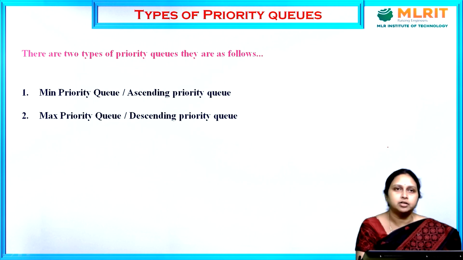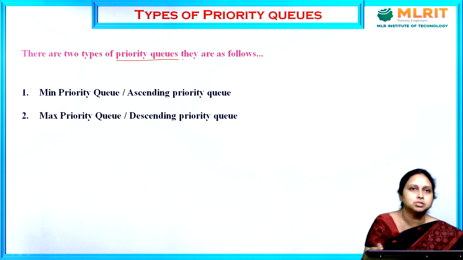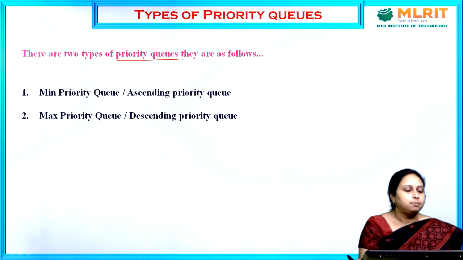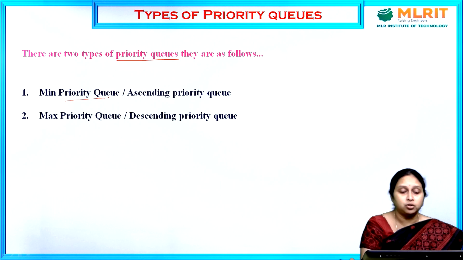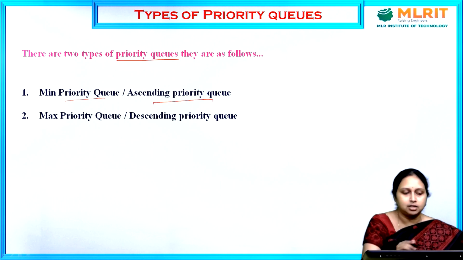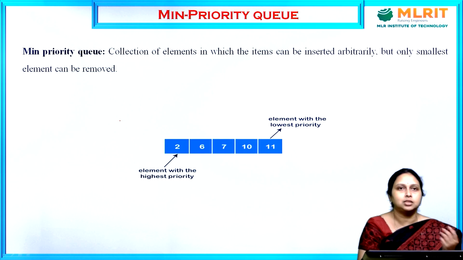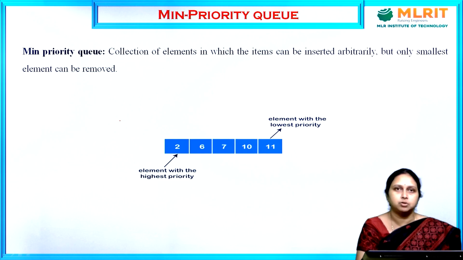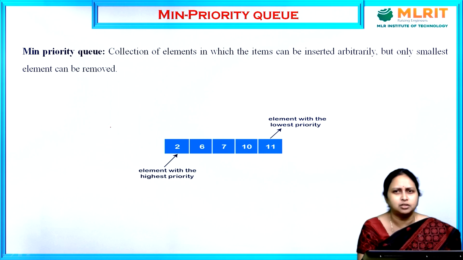When you look at these priority queues, they are classified into mainly two types. One is min priority queue, where you can find the representation of a queue in the form of ascending order, ascending priority queue, and the other one is max priority queue, where you can see this representation in descending priority queue. Let us see with an example how we are going to represent this min priority queue and max priority queue. We will implement only one of them; with a small change, you can implement the other one also.